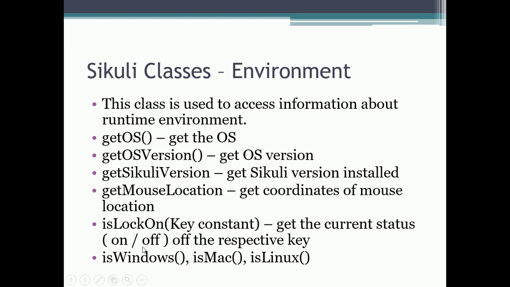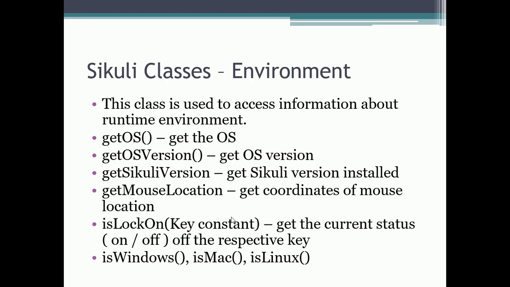Like if you want to know on which OS your computer, or the user's computer, is running, then you can use the method getOS. Then getOSVersion will give us the OS version. Then getSikuliVersion will give us the Sikuli version installed on the user's machine. Then getMouseLocation will get the coordinates of the mouse location. You can also check whether a particular key is locked on or not. So you can get the status of that respective key, like if the caps lock is on or not. You can also check whether the user system is Windows, Mac or Linux.